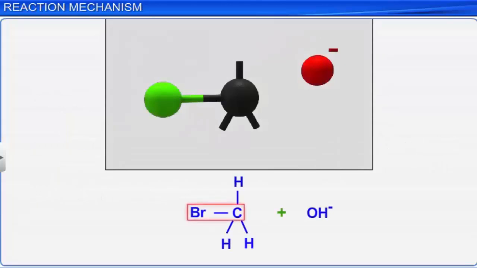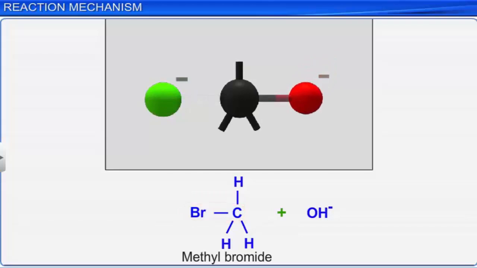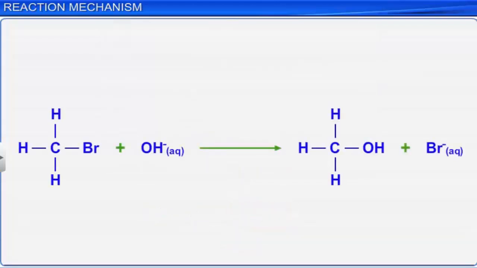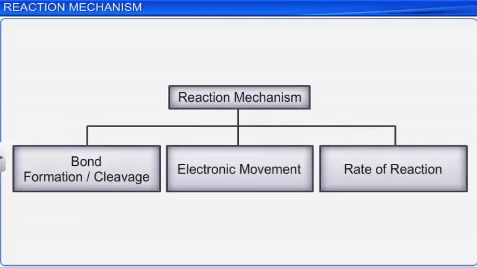Covalent bond between carbon and bromine of methyl bromide gets cleaved and a new bond between carbon and hydroxide ion is formed. The energetics during breaking and forming of bonds, movement of electrons, and the rate of reaction in a sequential description are referred to as the reaction mechanism. Let's study each step in detail.